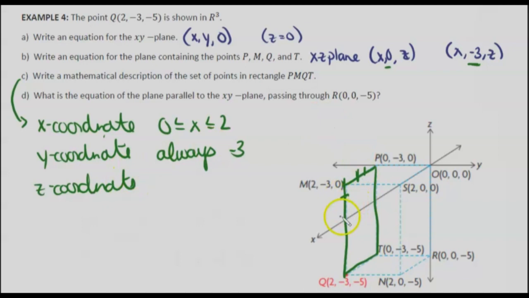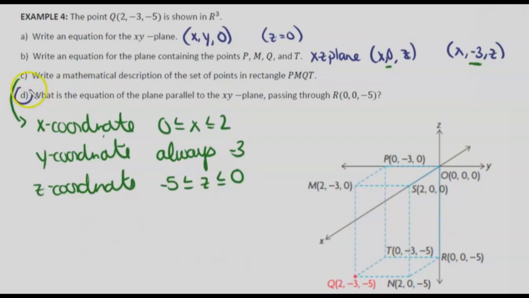And the Z coordinate is going to be some number between 0 and -5. Oh, so I should put these backwards. -5 is less. -5 and 0. Okay, and that will take into account each point on this rectangle.